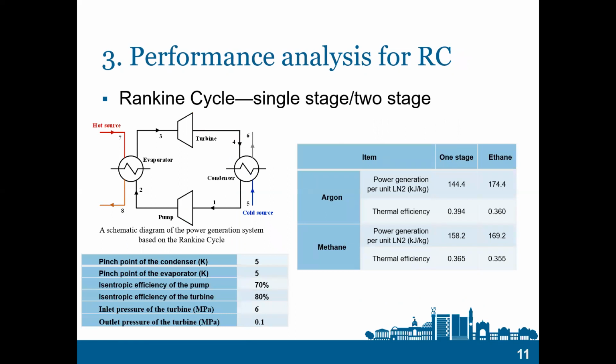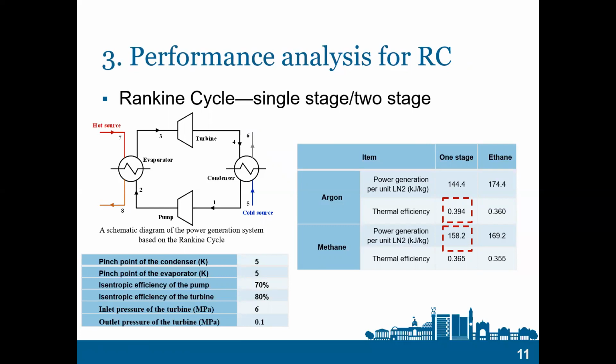To compare the working performance between the cryogenic Rankine cycle and the cryogenic TEG heat exchanger, we also built the thermodynamic model of the cryogenic Rankine cycle, both single-stage and two-stage. The results are shown in the table. As we can see, for the one-stage Rankine cycle, when argon is used as the working medium, we get the highest thermal efficiency. When methane is used as the working medium, we get the highest power generation.